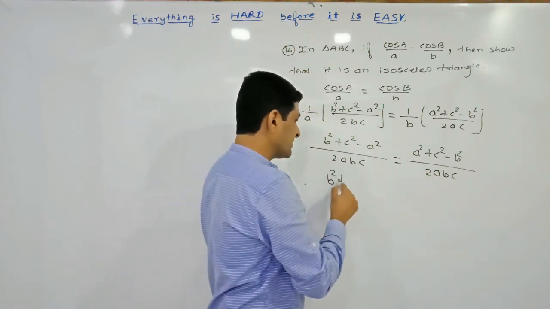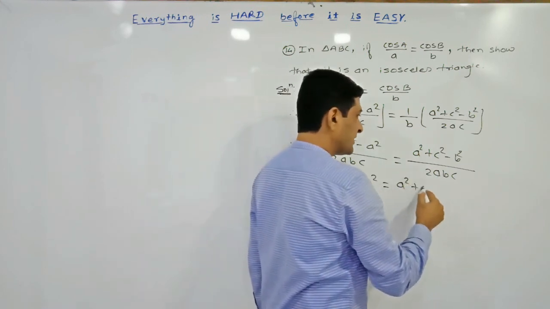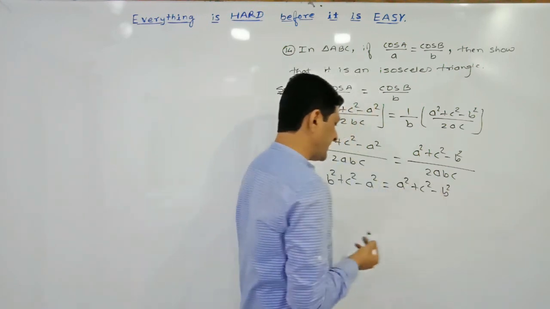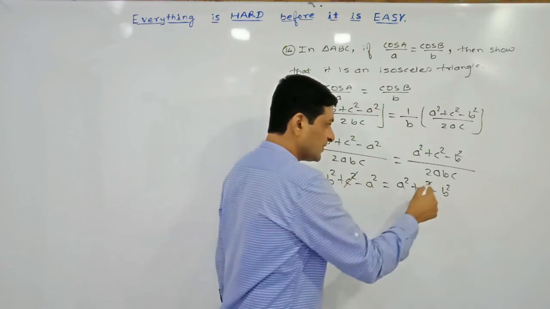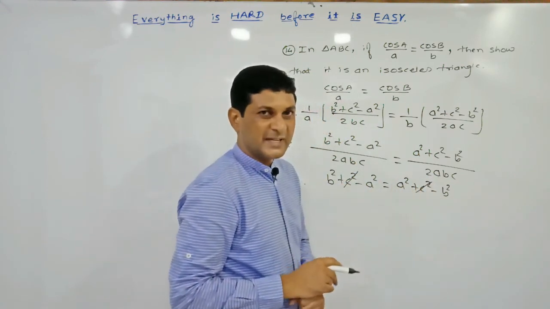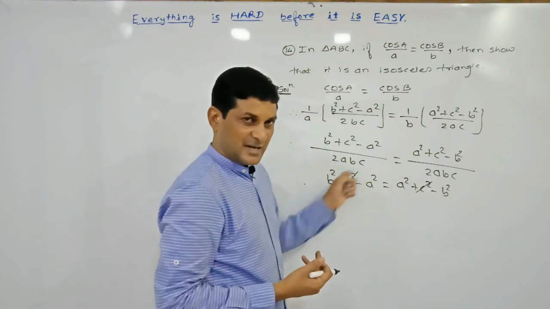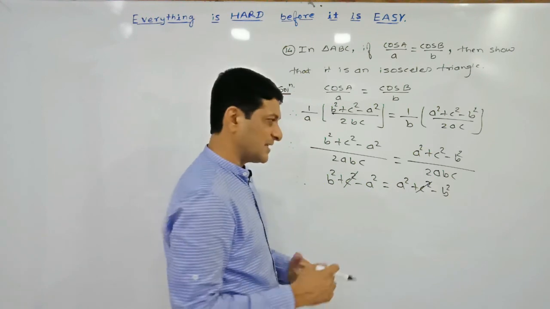Here, what is the remaining term? b square plus c square minus a square is equal to a square plus c square minus b square. After cancelling c square on both sides, what will we get? Cancel, because plus c square on this side will become minus c square, and plus c square minus c square will get cancelled.